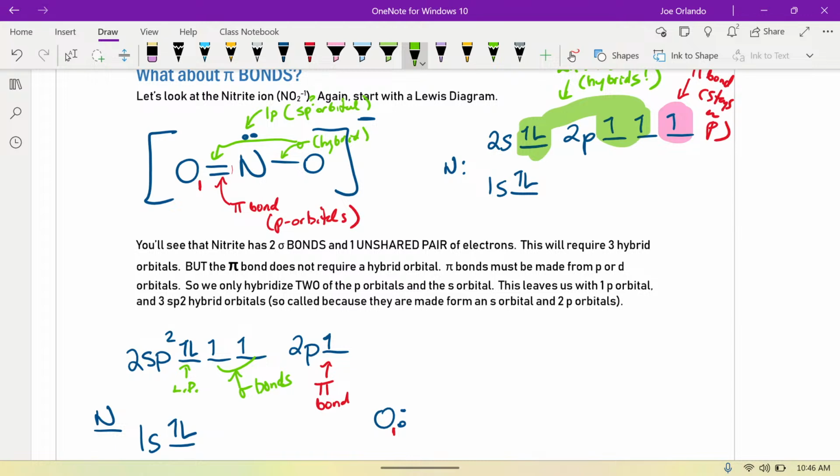By the way, we can look at oxygen 1. Oxygen 1 has, how many lone pairs of electrons will these oxygens have? I should have drawn them. This one has 3 lone pairs. How many does this have? 2 lone pairs.